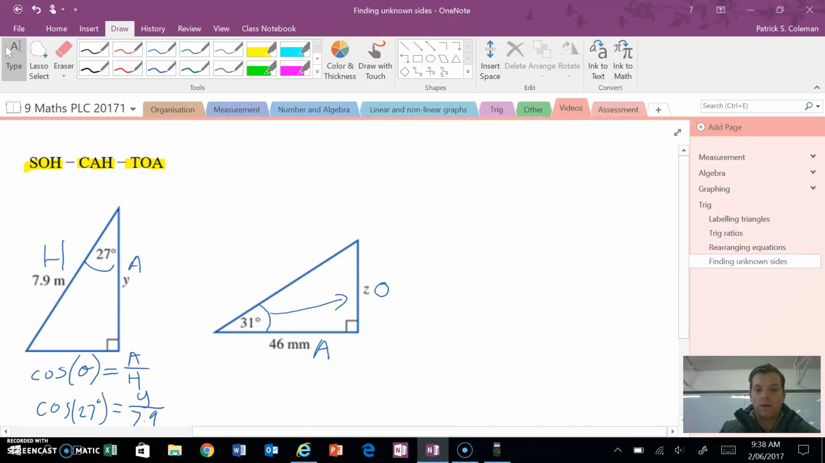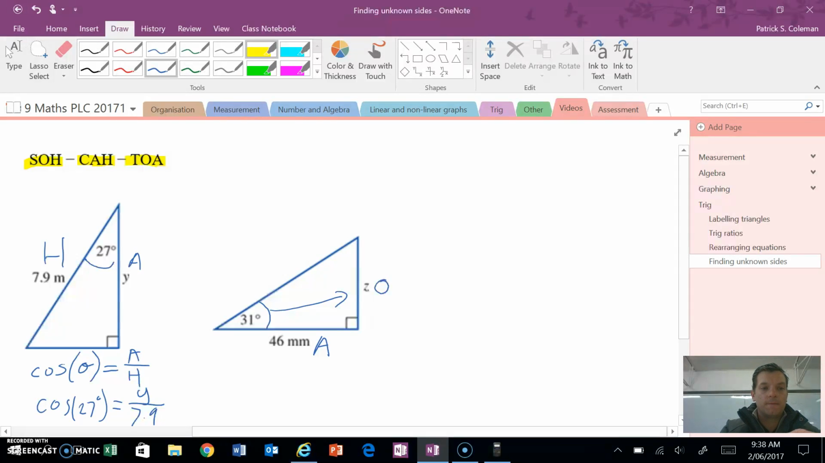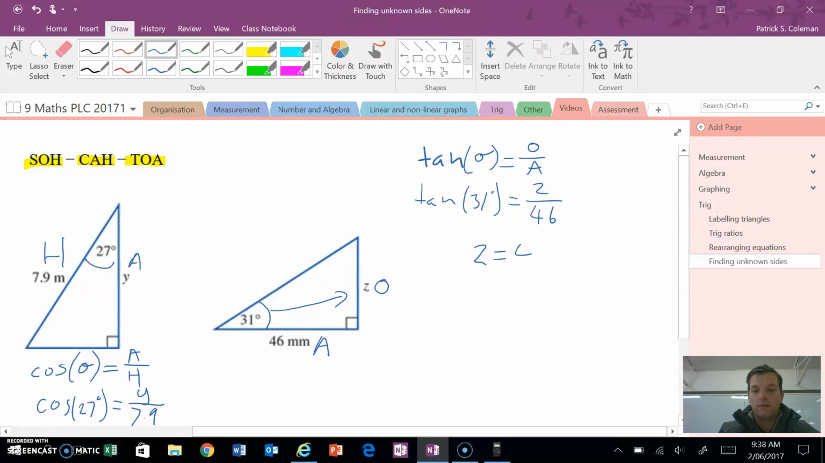Just make a bit of room over here. So again, we're going to write out our formula. So we have tan theta equals the opposite over adjacent, and we can substitute our values in, being tan 31 equals our opposite z over adjacent, which is 46. And again, this should be something we're familiar with. What I'm going to do this time is just put the z on the left hand side straight away, and that way it becomes the subject. Just one less line of working out. All I've done there is just reorganise it.